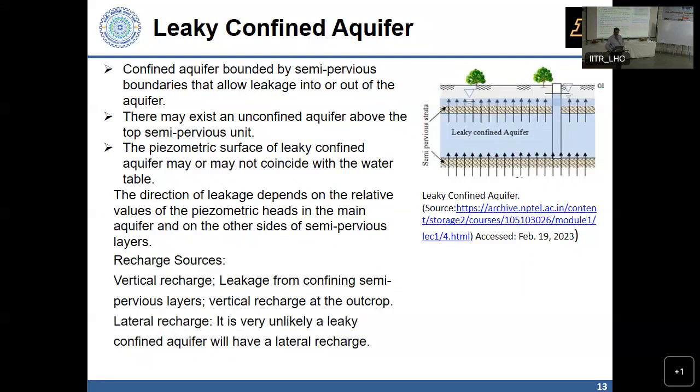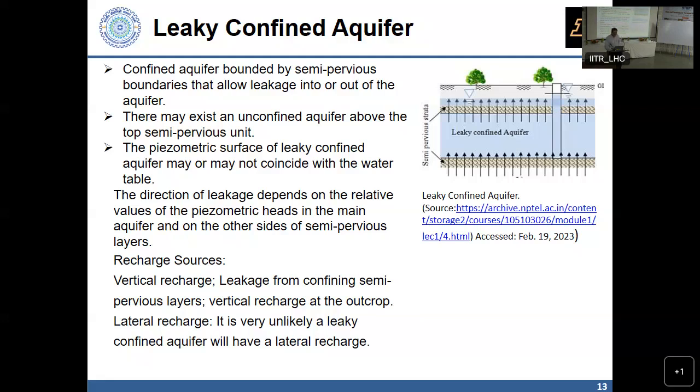So a confined aquifer is bounded by semi-pervious boundaries that will allow leakage. These are the aquitards that we talked about. There may exist an unconfined aquifer on top of the semi-pervious unit. So on top of the semi-pervious layer, we might have an unconfined aquifer with a separate water table. The water table would indicate the piezometric status of this unconfined portion. And that piezometric head, of course, can be completely different from the piezometric head in the main aquifer. The direction of leakage will depend on the values of the piezometric head.